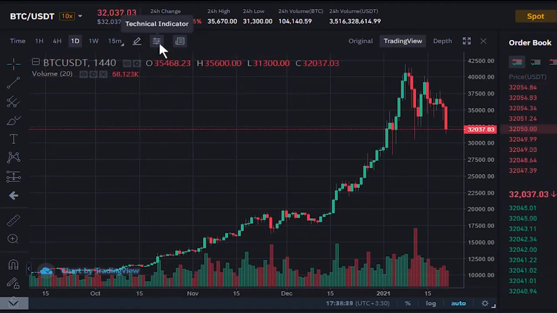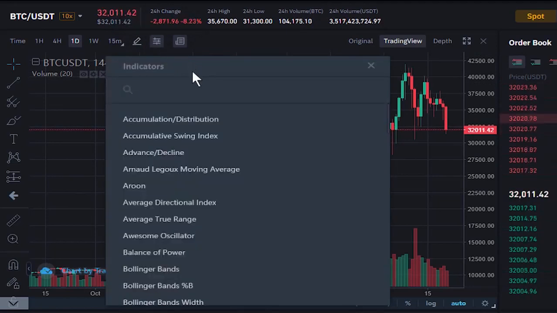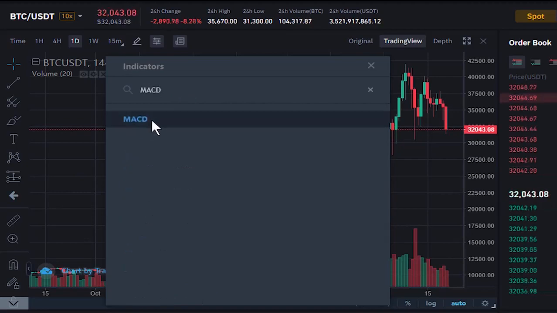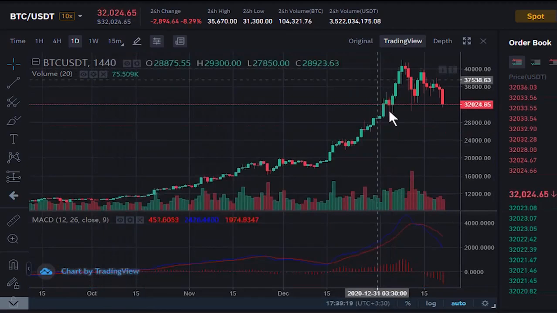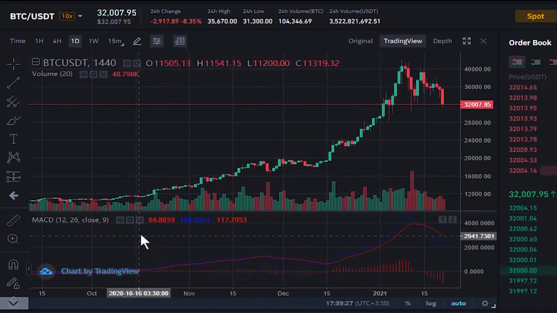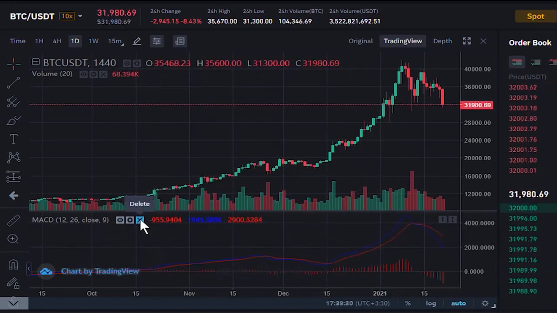By clicking this button, you can add other market information like volume bars, which is already added to this chart. Or you can search your favorite indicators and add them to your chart. For example, I search MACD. And by clicking on that, as you can see, the indicator is added here. And you can close the indicator by clicking on the delete button.